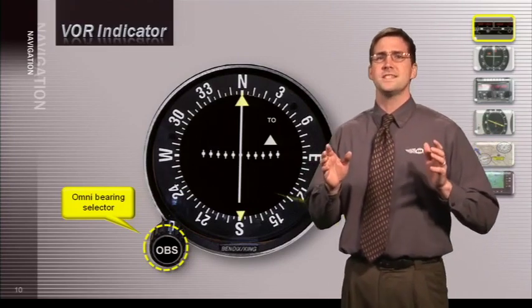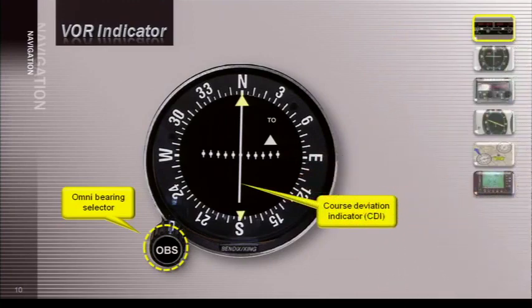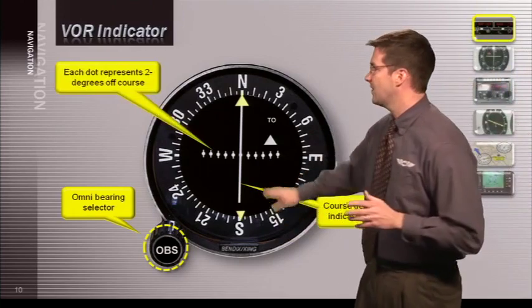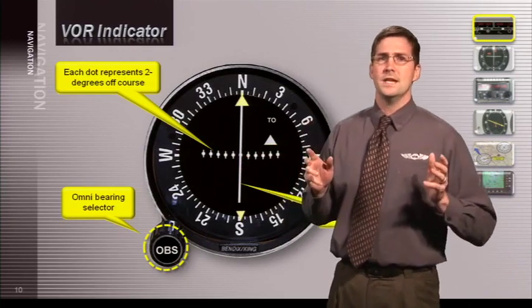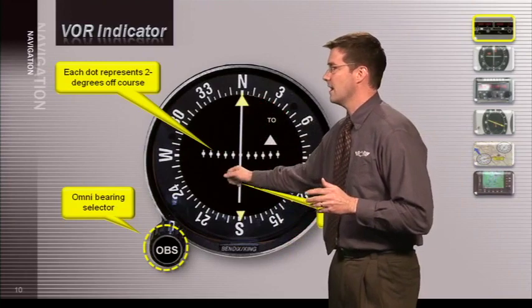Now, this is the Course Deviation Indicator, or CDI as it's referred to. It indicates the displacement of the aircraft relative to the selected Omni bearing. Now, if the CDI needle moves to the left, you're to the right of your desired course, and you would fly left to intercept it. Now, each dot that you see on the needle right here represents 2 degrees. When the needle is centered, you're directly on the selected course, like we see right here.